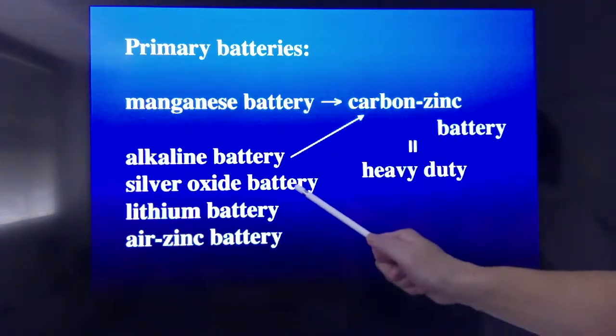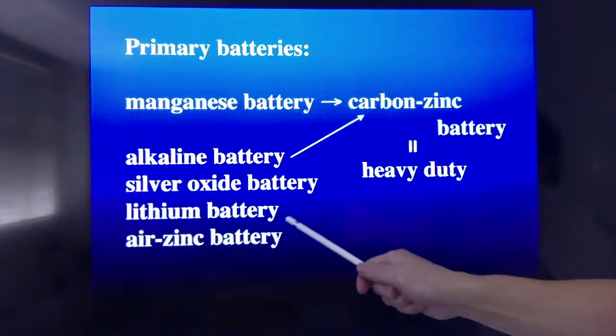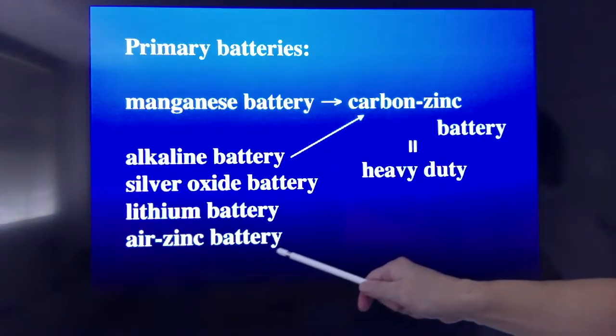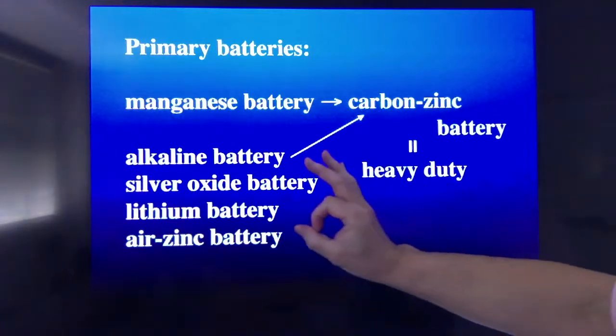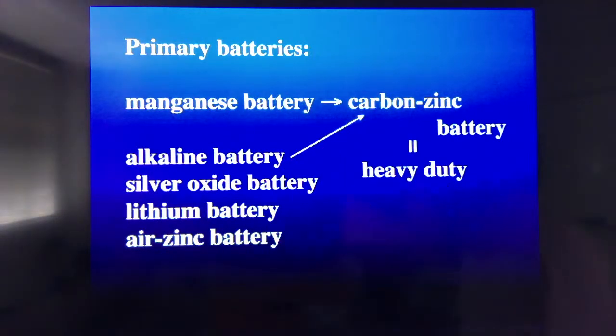Others are the silver oxide battery, the lithium battery, and the air zinc battery. All these are coin cells, with a diameter of a few centimeters, and you can use these once.